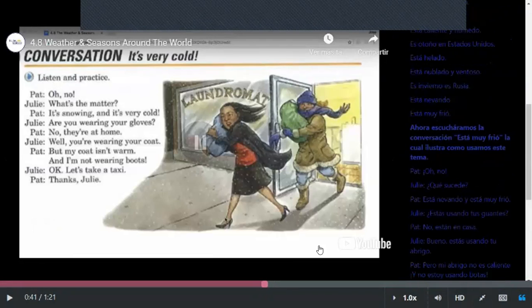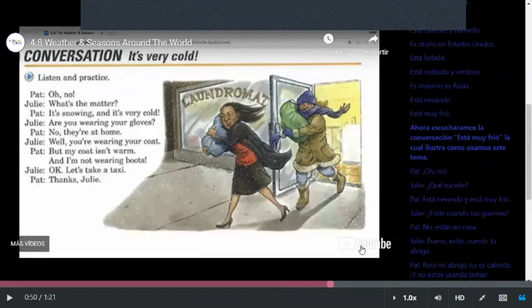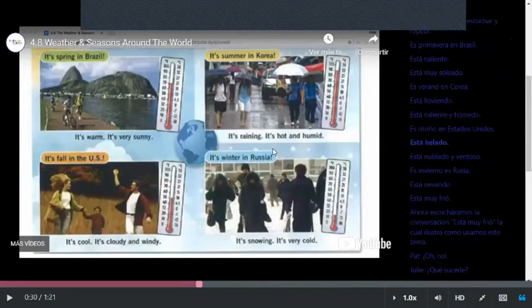It's very cold. Let me see this one. We have the weather here. We have spring, which is primavera. Repeat, spring. Spring. We have summer, which is verano, right? Summer. And we have fall, which is otoño. Fall. And we have winter, which is invierno.